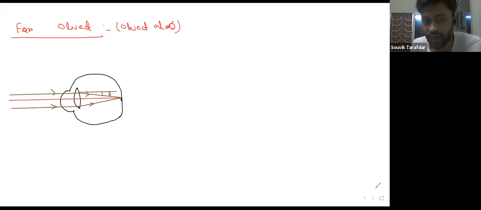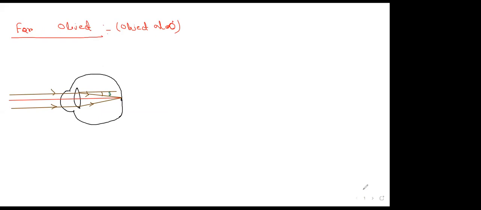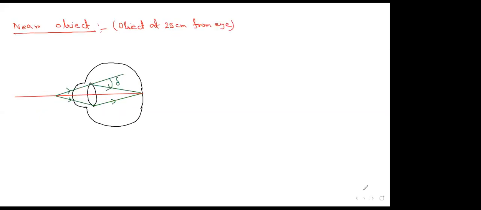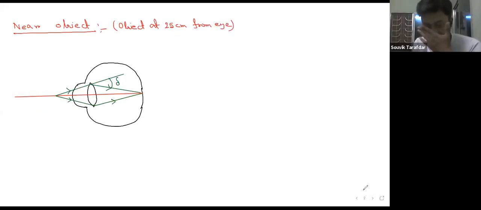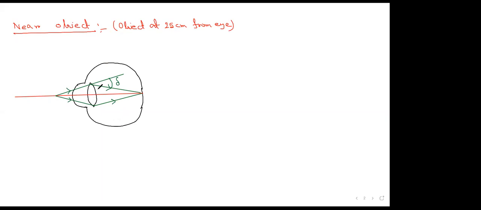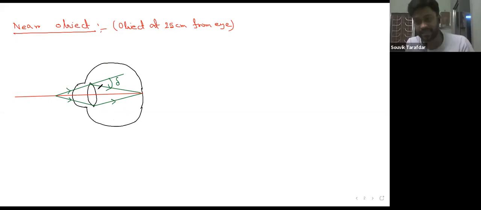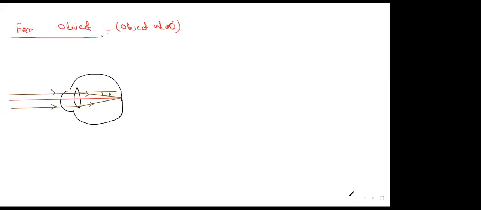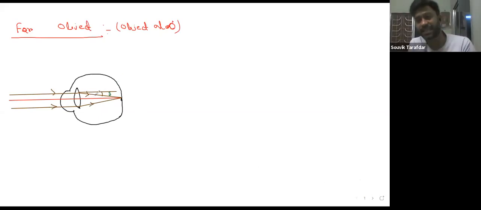Far object or nearer object? Which one has the greater delta, or angle of deviation? Sir, the nearer object. For the nearer object it is higher, correct? So that's why, for a nearer object, the eye lens needs to converge the light rays more. And for a far object, the eye lens needs to converge the light rays less.